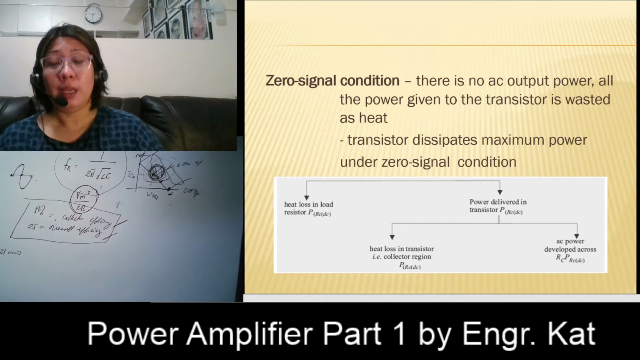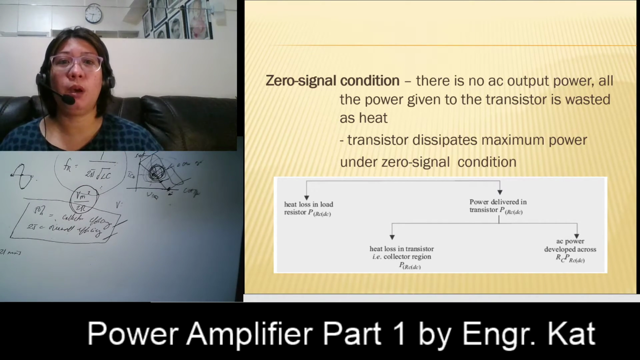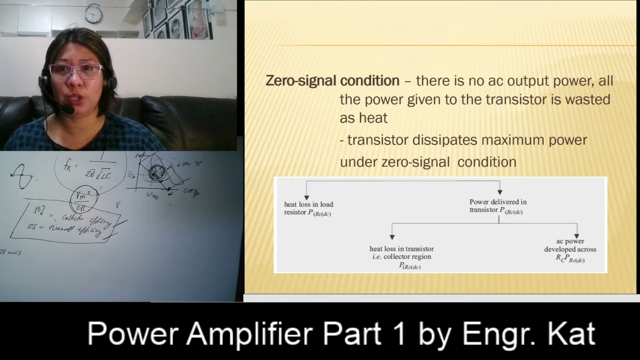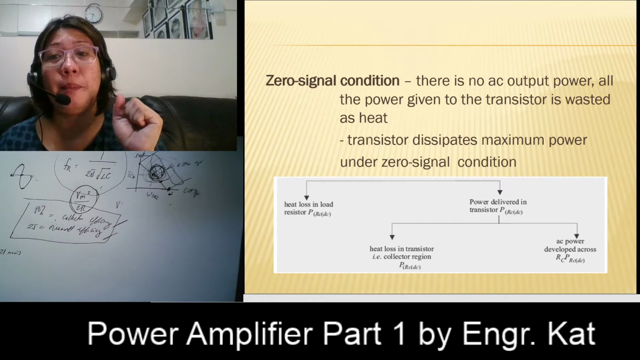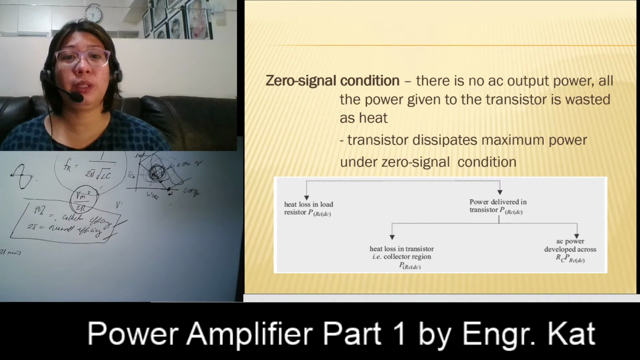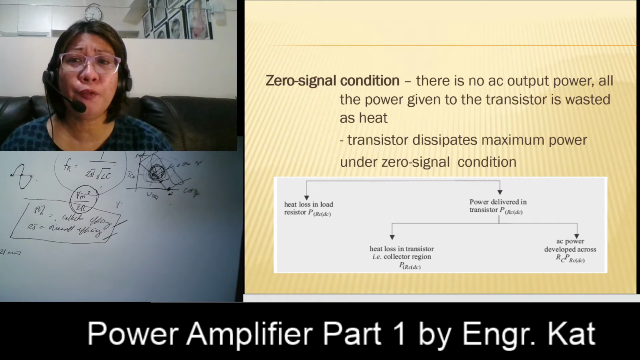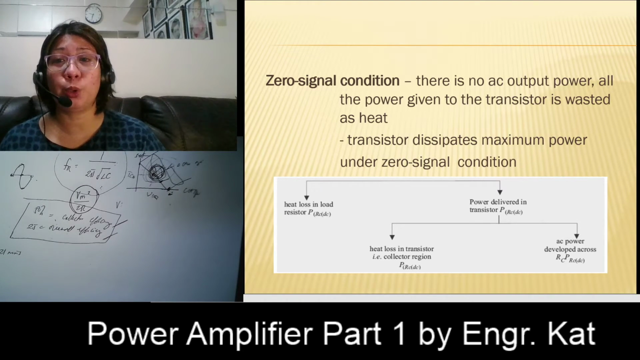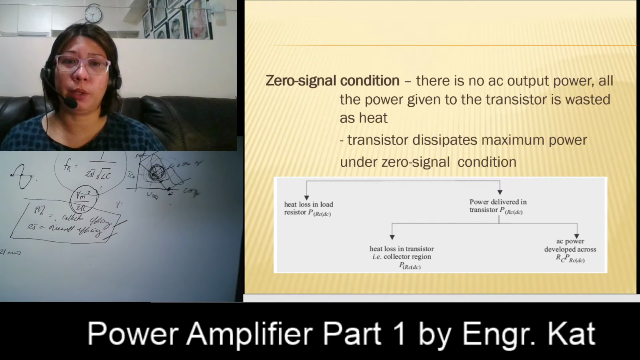So the transistor that you are using must be capable of dissipating this maximum power under zero signal condition. In this case, your transistor is dissipating maximum power when your input signal is zero. Transistor dissipates maximum power under zero signal condition. Therefore, the rating of your transistor must be enough to dissipate or carry this amount of power.